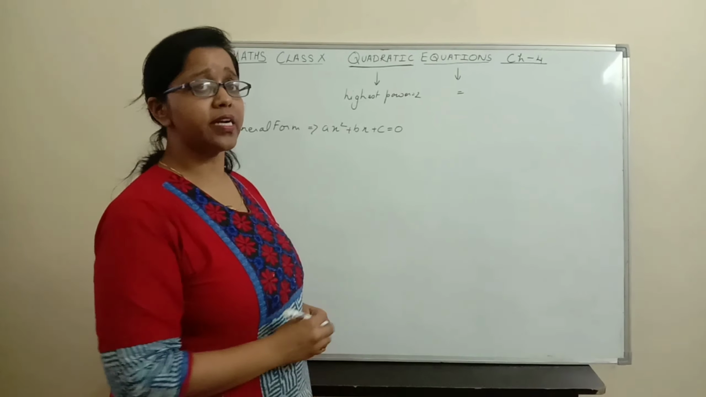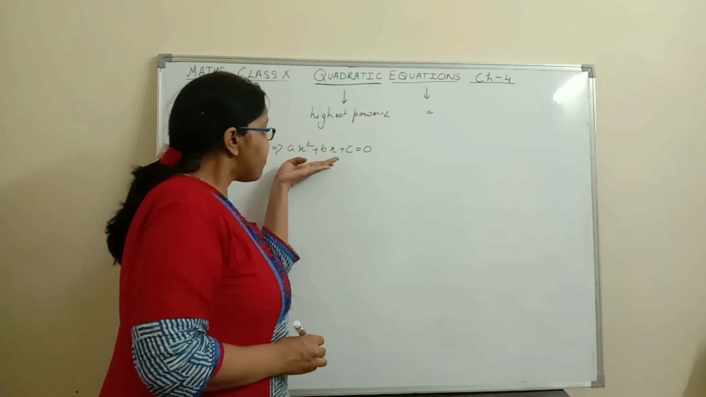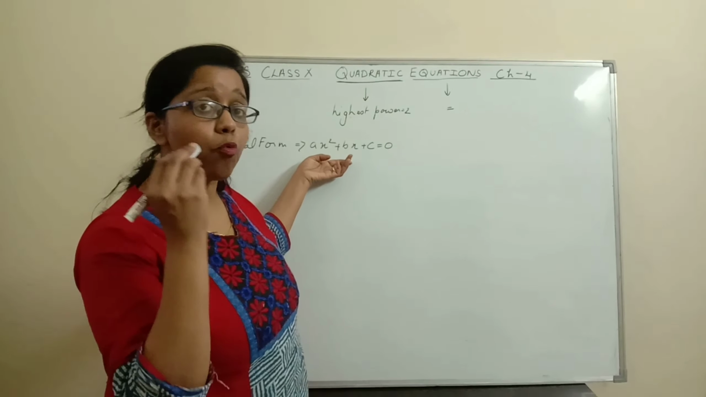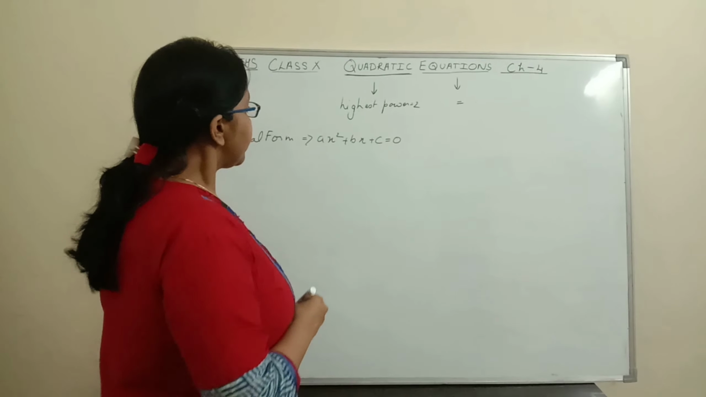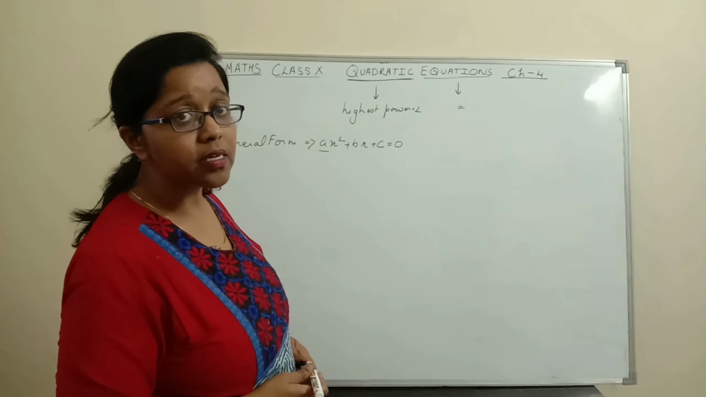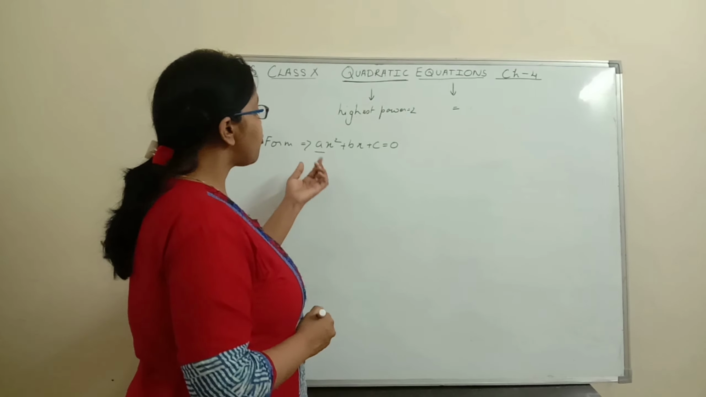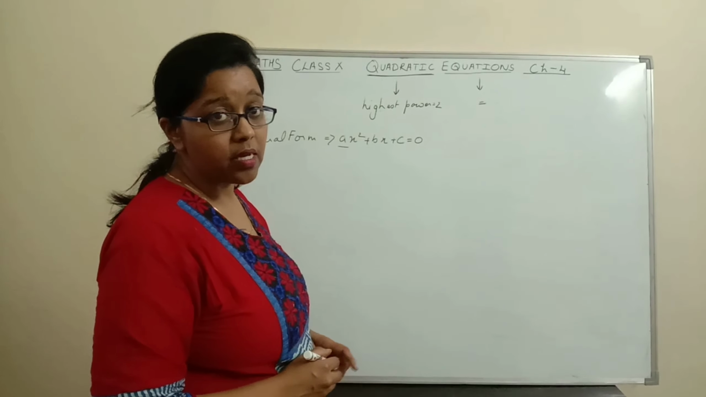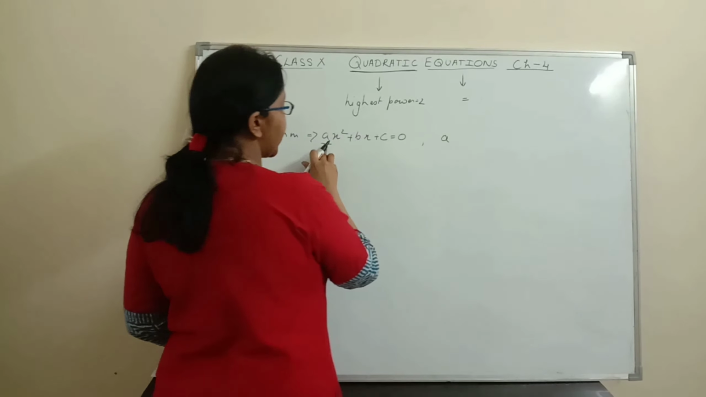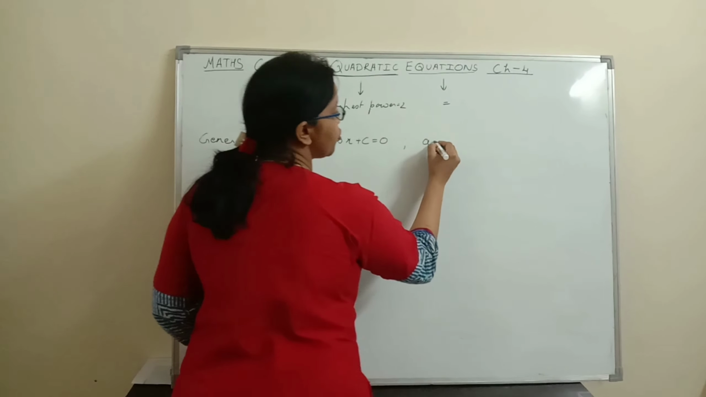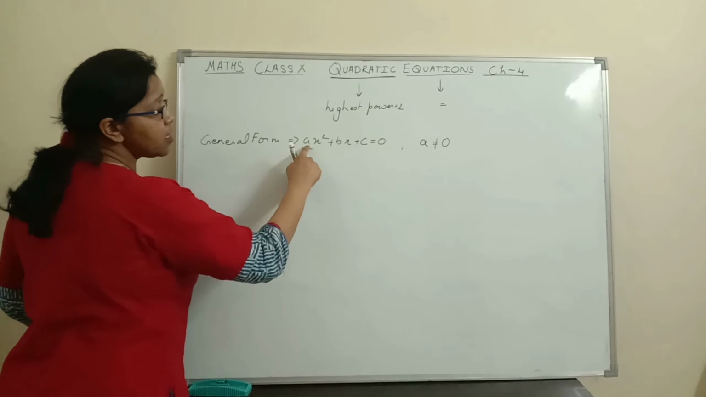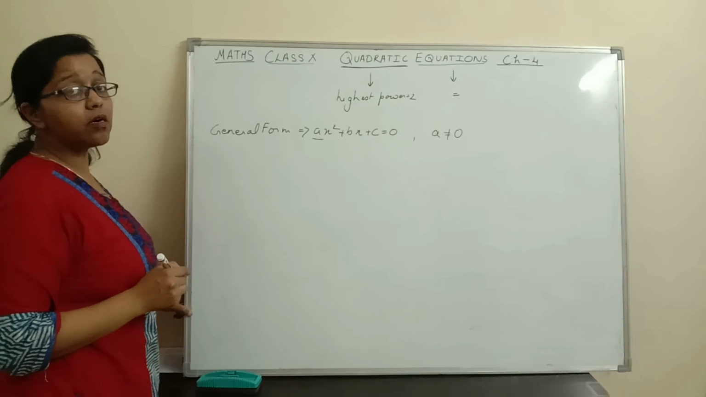Now, what is the most important condition for it to be a quadratic equation? The condition is that if the coefficient of x square is 0, then it will not be a quadratic equation. It means the coefficient of x square, that is a, because I have considered it as a, should not be equal to 0. Just now I said if it is equal to 0, then it will not be a quadratic equation.